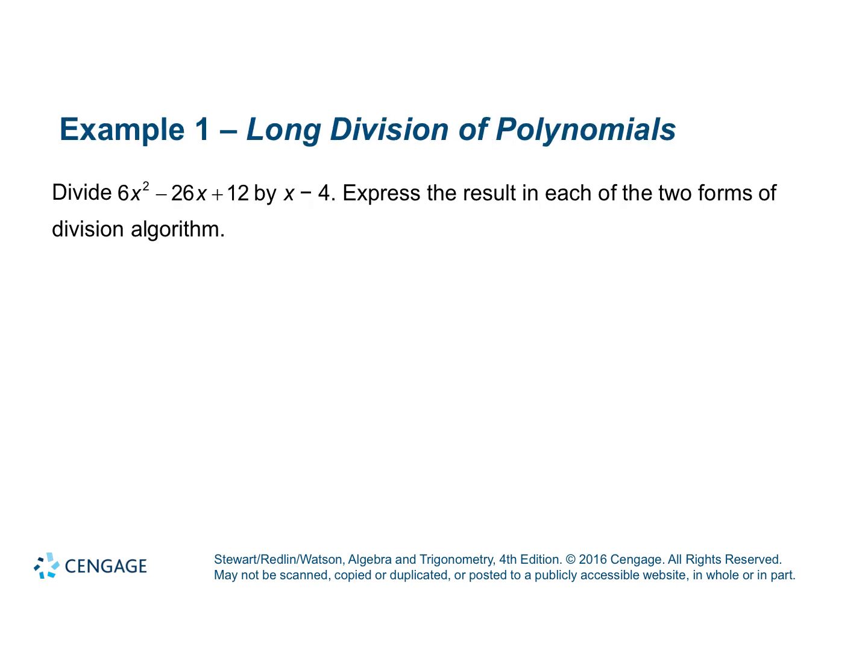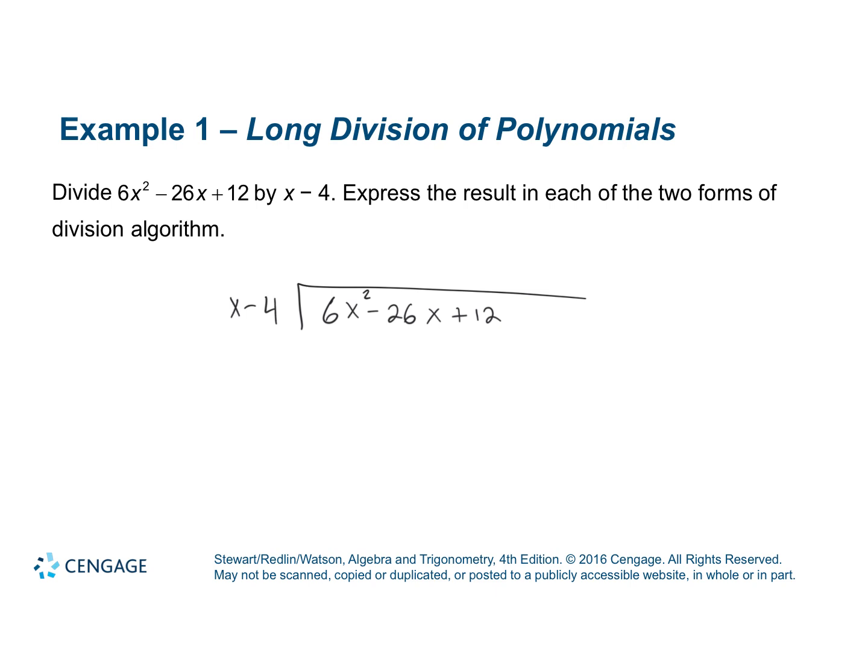So for example 1, they want us to divide 6x squared minus 26x plus 12 by x minus 4 and express the result in each of the two forms of the division algorithm. So what we're going to do is divide 6x squared minus 26x plus 12 by x minus 4, just like you usually would do it.